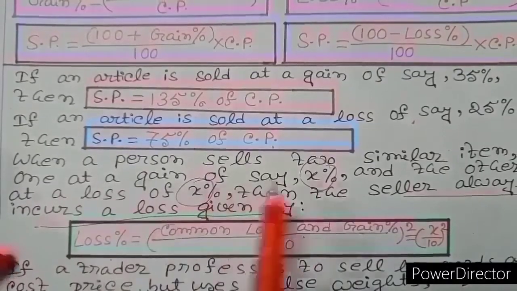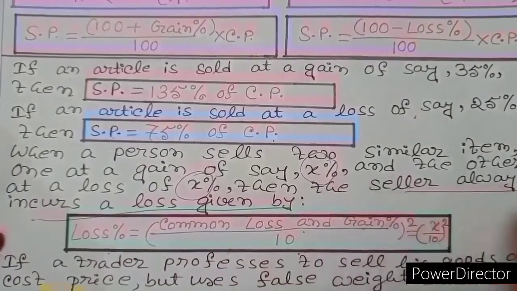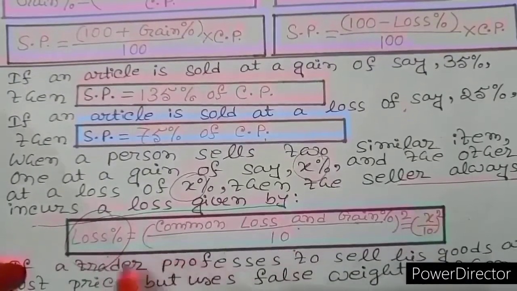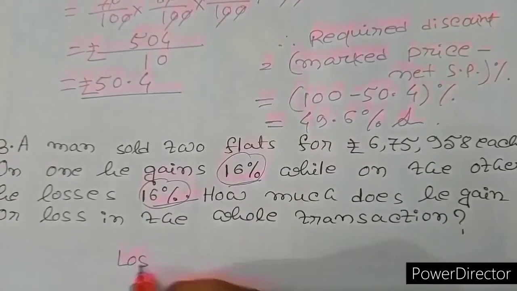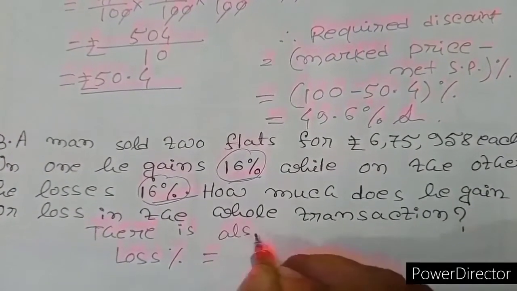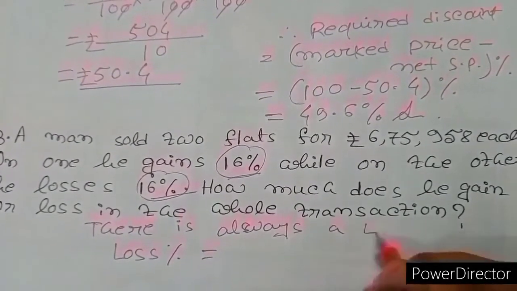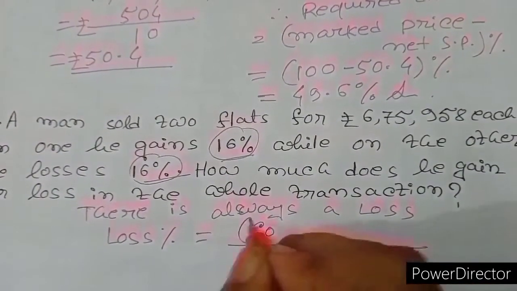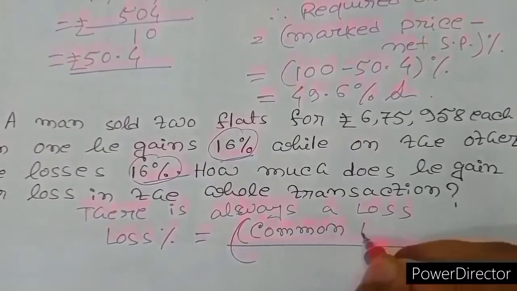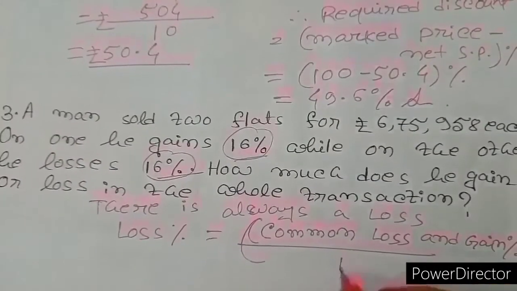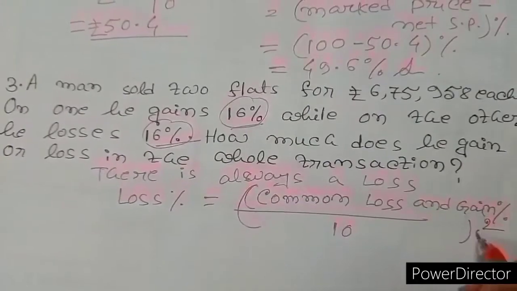Here we use this formula. When a person sells two similar items, one at a gain of say X% and the other at a loss of say X%, then the seller always incurs a loss, given by loss percent equal to common loss and gain percent by 10 whole square, which is X by 10 whole square. Means there is always a loss.